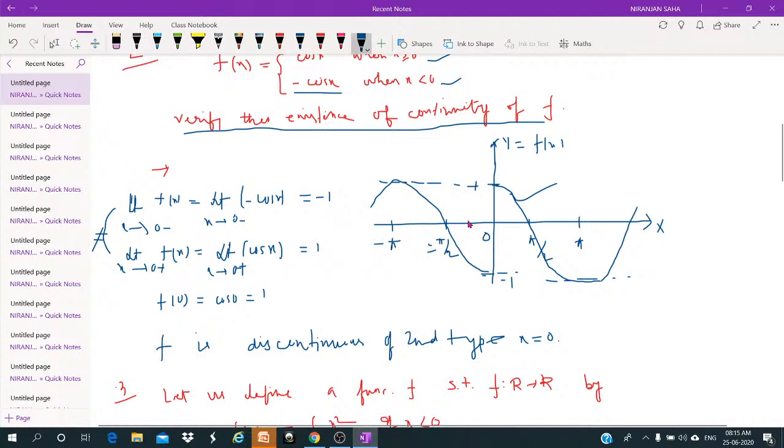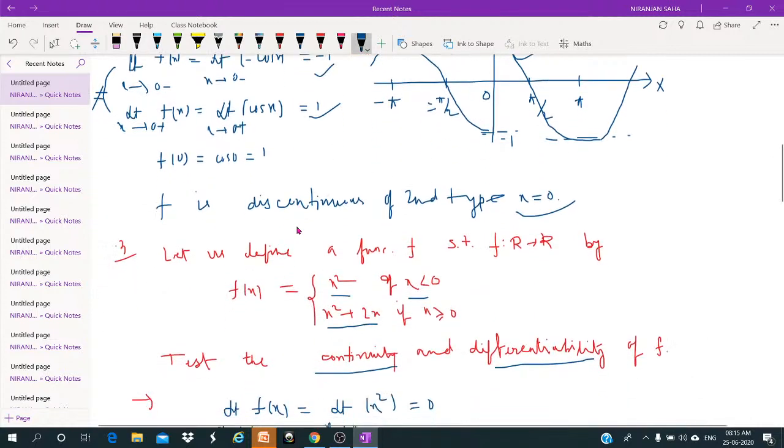So you can watch this. This is not a continuous curve. There is a break at x equal to 0. The left hand limit of f(x) is minus 1, the right hand limit of f is 1. So the left hand and right hand limits are not equal. f is discontinuous but of the second type. So second type of discontinuity for this problem.